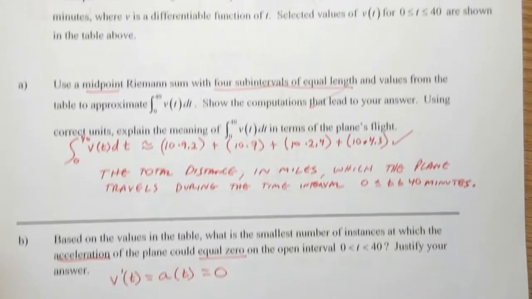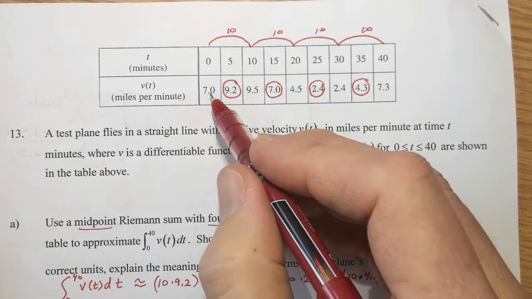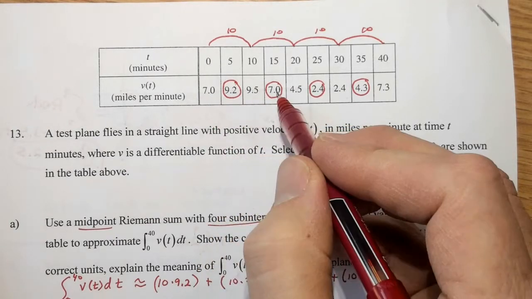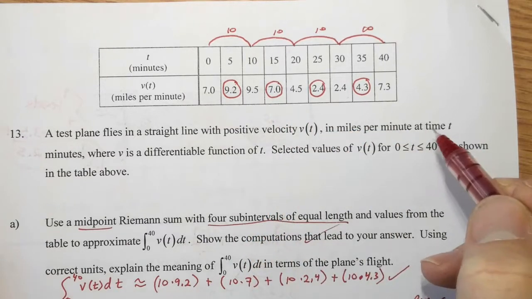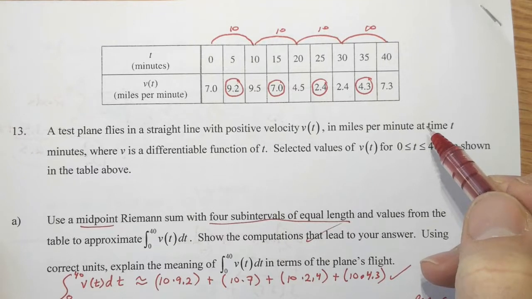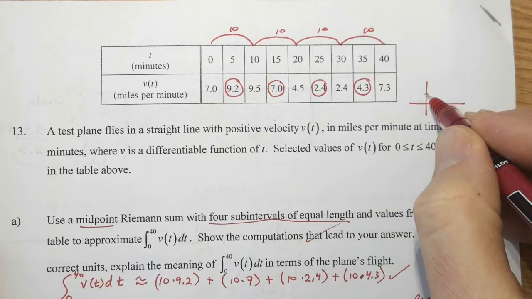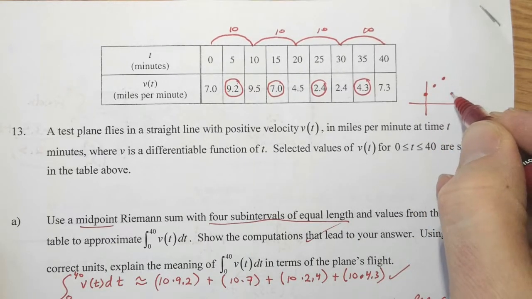Well, if we go up here, we see that the velocity starts at 7, it goes up to 9.2, up to 9.5, and then it drops back down to 7. Do you have an idea of which theorem we're talking about here? This is our mean value theorem coming into play. If we were to plot these points, we're at 7, we go up to 9.2, we go up to 9.5, and then we're back to 7.